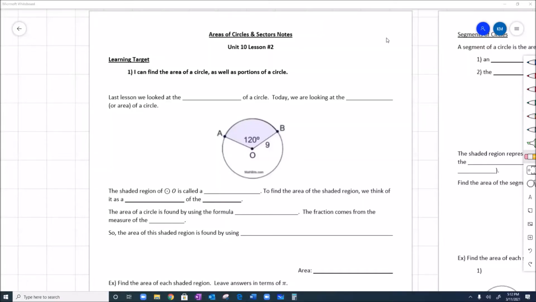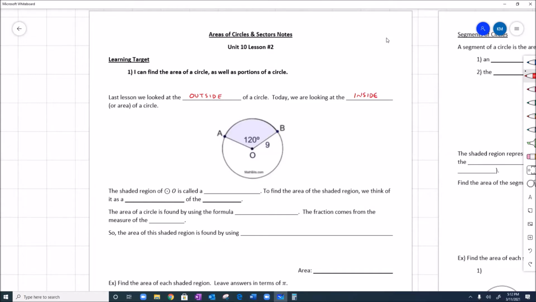Today we're looking at areas of circles and sectors notes. At the end of this video, you should be able to find the area of a circle as well as portions of a circle. Last lesson we looked at the outside of the circle, and today we're going to look at the inside of the circle. Last lesson we looked at the pizza crust. Today we're looking at the toppings. Inside area.